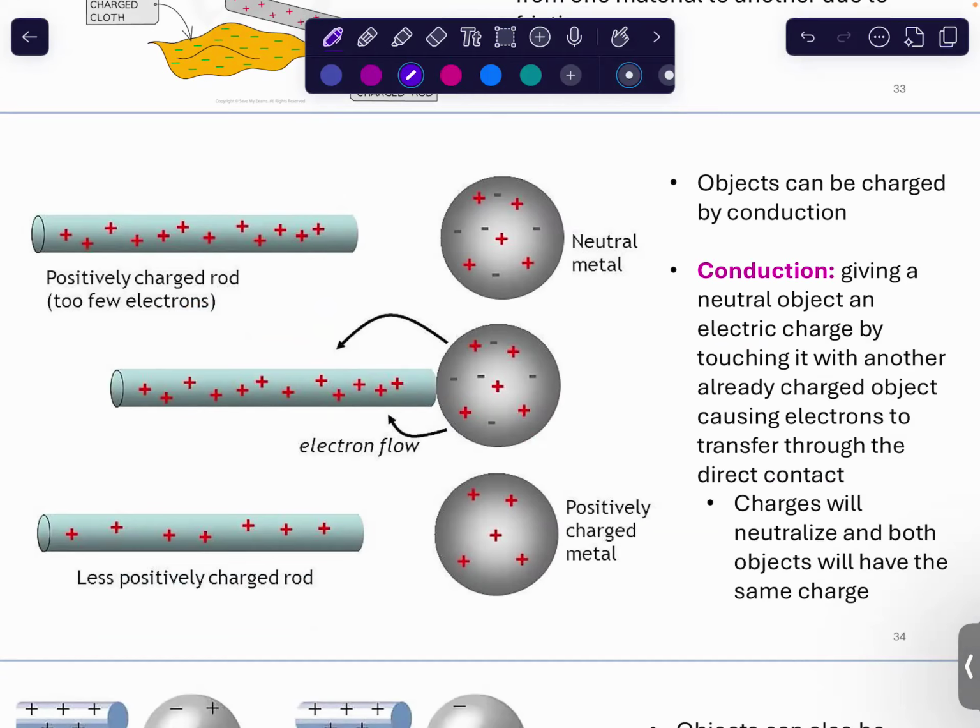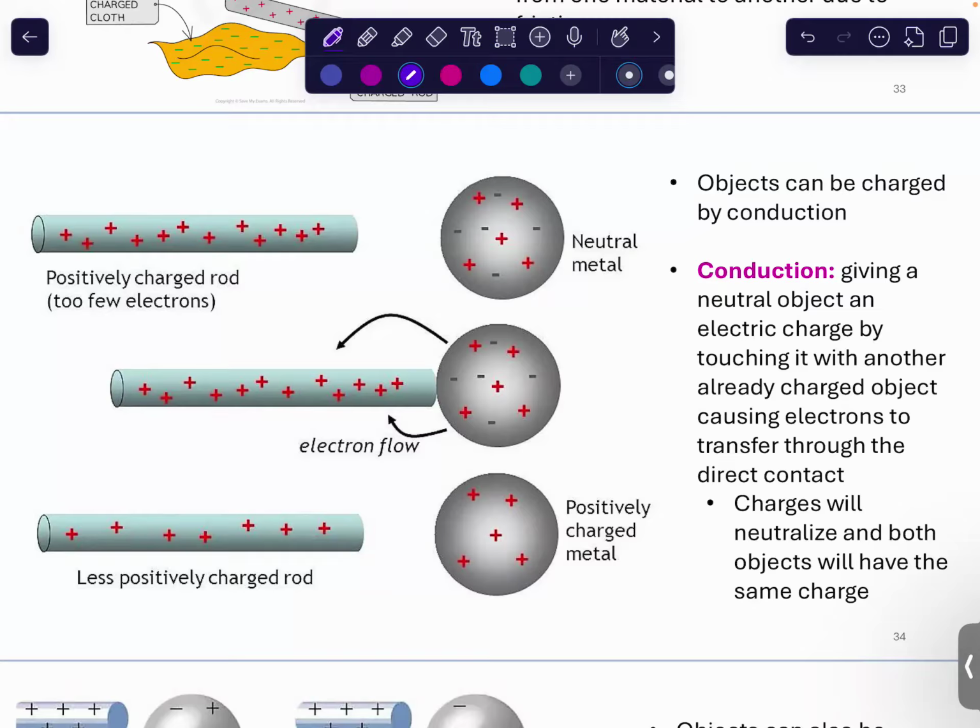So we can charge objects in two ways. The first way to charge an object is by conduction. What happens here in conduction? Your positively charged rod comes in, your neutral metal sphere. Do you see the word touching in there? That's the key to conduction. The two pieces have to touch each other.